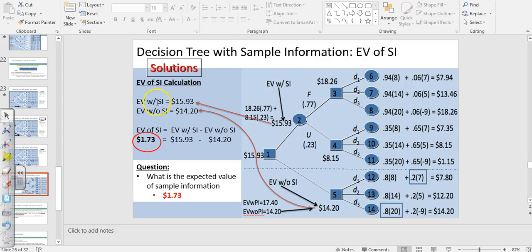15.93, right? Expected value with sample information. That was our 15.93. Sample information means that we considered research, extra data. And expected value without sample information is 14.2. Okay, so it's just a quick subtraction: 1.73. What is the expected value of sample information? 1.73.